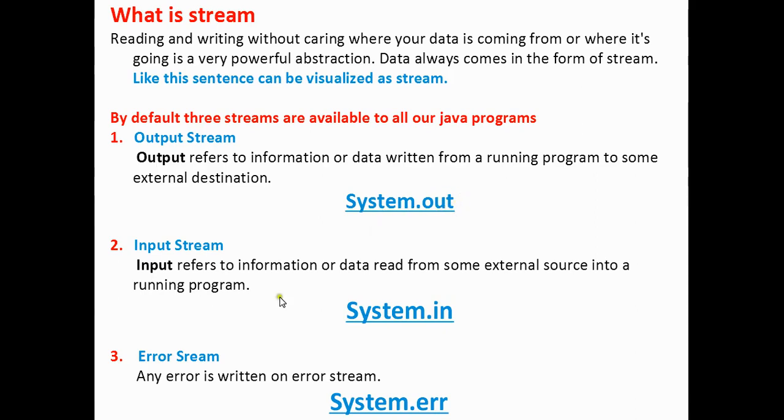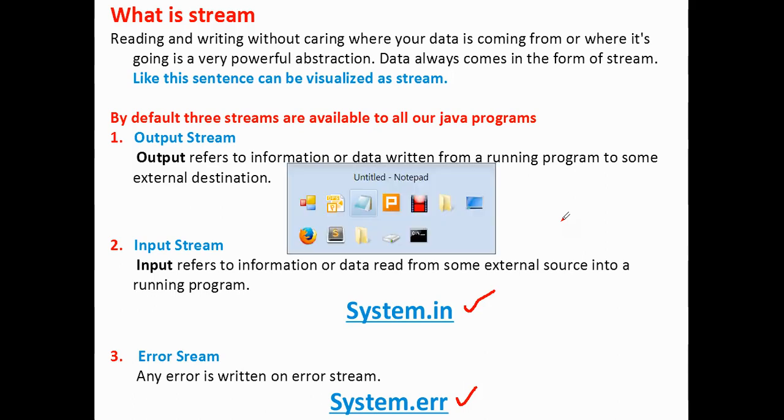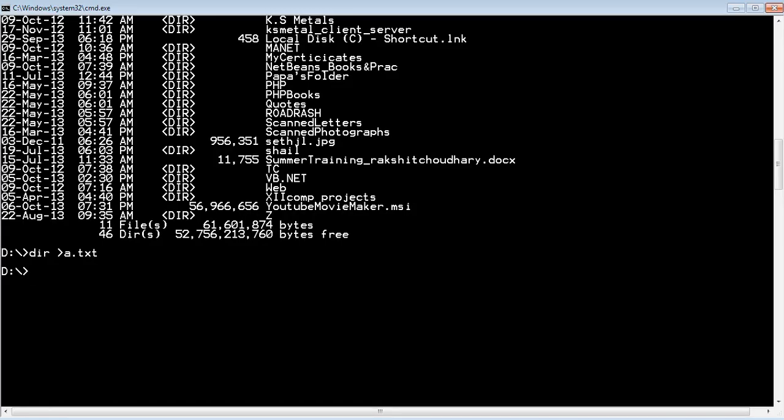This is the stream that is known as System.out. This is the default output stream which is available to our Java programs. This is System.in. This is the input stream which is available to all of our Java programs. And this System.err is the error stream which is available to all of our Java programs. As I have mentioned earlier, it is always possible to redirect the streams.